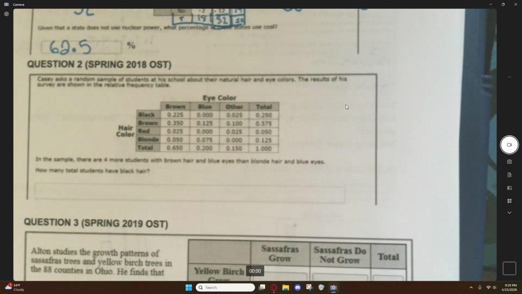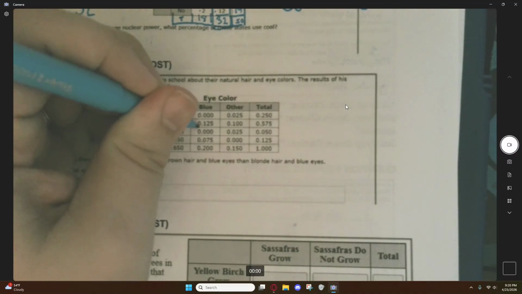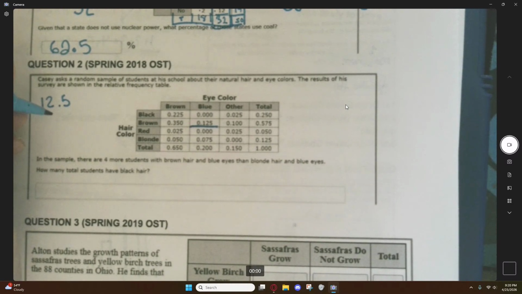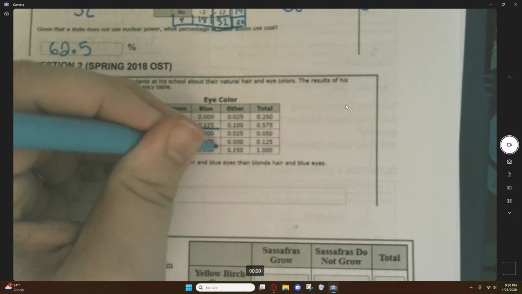Oh boy. Okay, so there are 4 more students with brown hair and blue eyes. That means that 12.5% of people have brown hair and blue eyes. And there are 4 more of those students than there are students with blonde hair and blue eyes. So blonde hair and blue eyes is 7.5%.